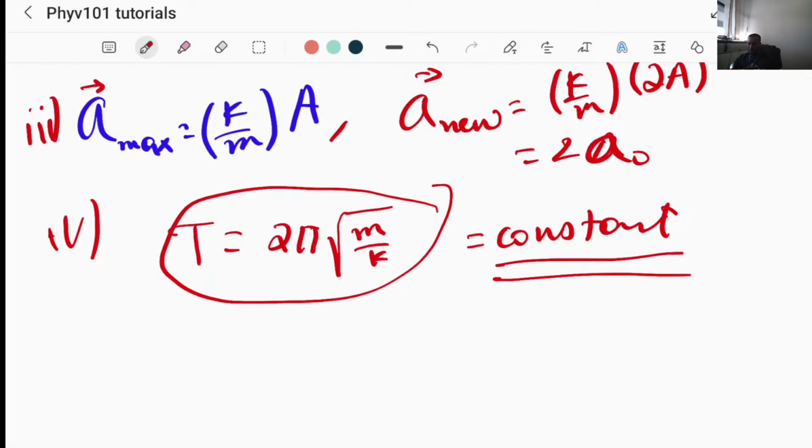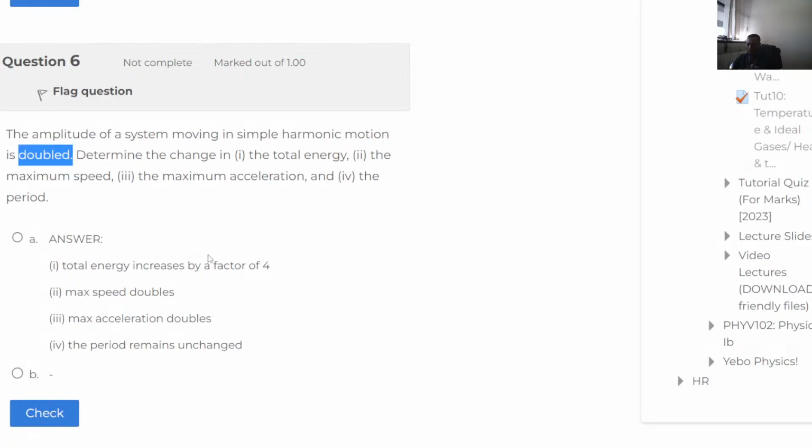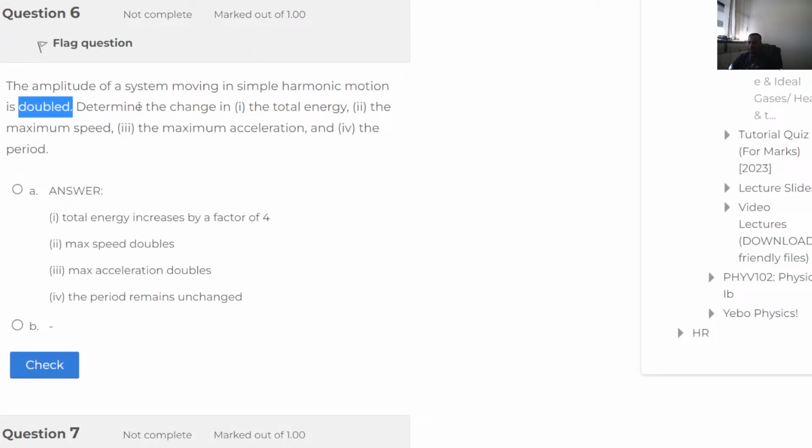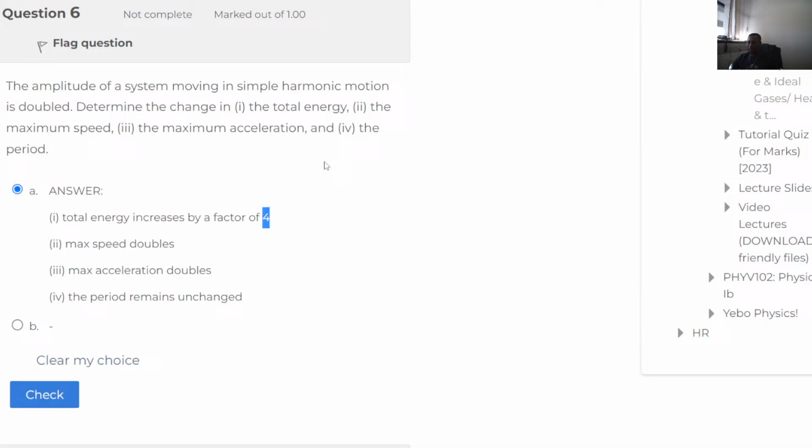Therefore, if I go back to the original question, what is it? Oh, the answers are here actually. He said, determine the change in total energy 4 times, correct. And then the maximum speed, we said it's doubled. Yes, it's doubled. The acceleration, we have found it is doubled. True, it is doubled. And then the period remains unchanged, obvious, because the period is independent of the amplitude. How did I answer this all? Basically by remembering or by knowing the equations of motion for a simple harmonic motion.